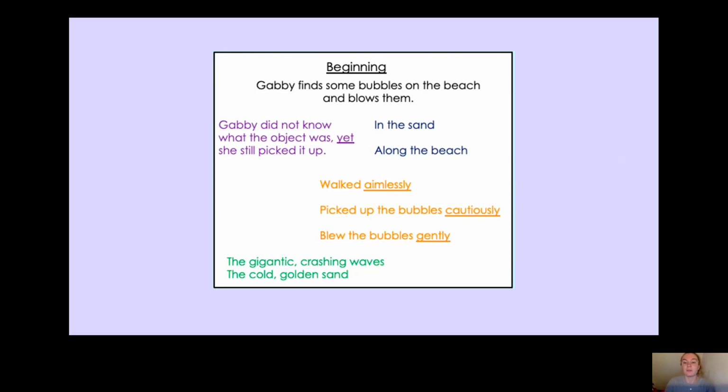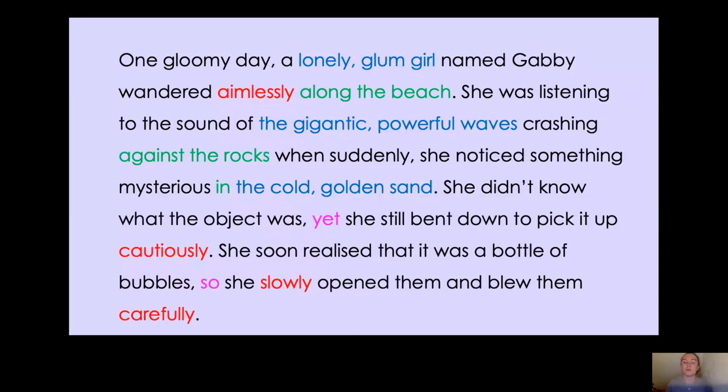I've got my adverbs of manner, my adverbs of place, I've got my expanded noun phrases and my sentence with a conjunction in. Now let's see how I change this plan into my first paragraph. There you go, here it is. Now I'm going to read all of it for you and then we're going to look at each sentence one at a time.